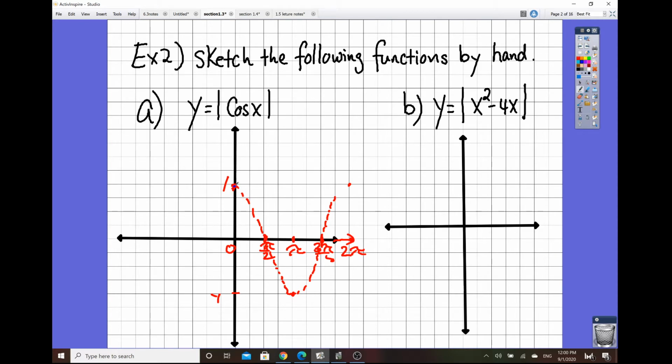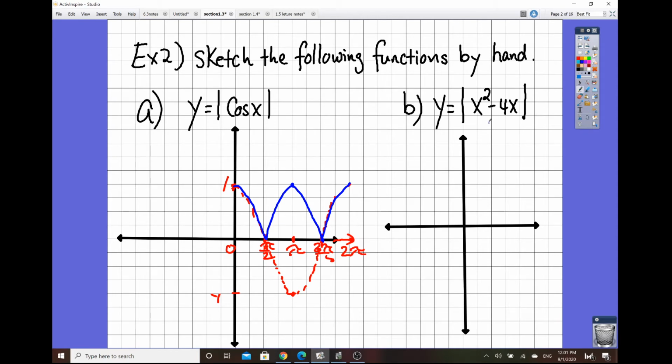Again, everything that's above, just leave it. Then down here, you want to reflect it over the x-axis. So instead of being negative 1 at pi, it's going to be 1. Then for the rest of the curve, just continue with this. Eventually it looks like a W shape, but this one is a curve. It's not a line graph.